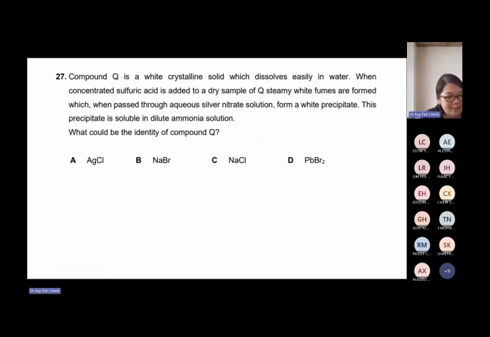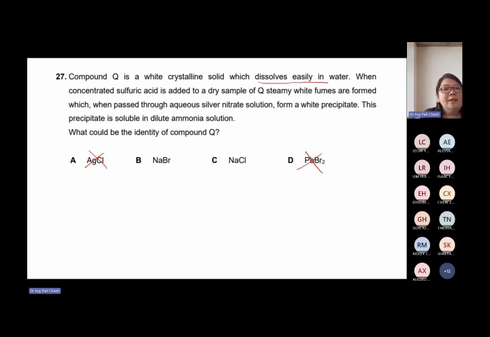Question 27 is about a compound Q. Compound Q is a white crystalline solid which dissolves easily in water. Silver chloride cannot dissolve in water, right? Cross out. Sodium bromide dissolves in water. Sodium compounds always dissolve in water easily. This one is another soluble solid. Lead bromide, lead compounds are usually not soluble in water, but again, if I don't know, it's okay. Then you just don't cross it out, you leave it there.